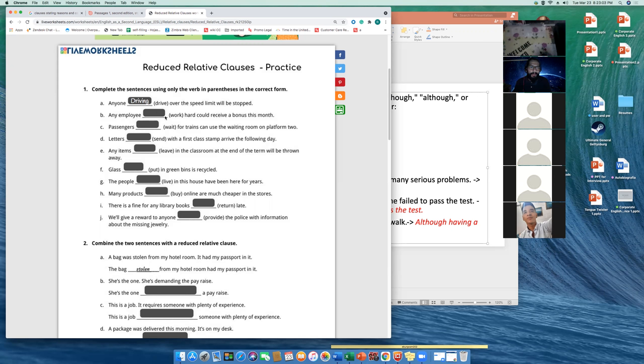So the majority of the work has already been done. They already removed some of it. And the only thing that you have to do here is convert that verb. In this particular case, we can't use work. Any employee work hard could receive a bonus this month. That we cannot do. We need to convert that word. What can we use? Works, any employee, well, that would be the long version. Any employee that works hard, but you would have to include that. So let's say we don't use that. Any employee. Okay.